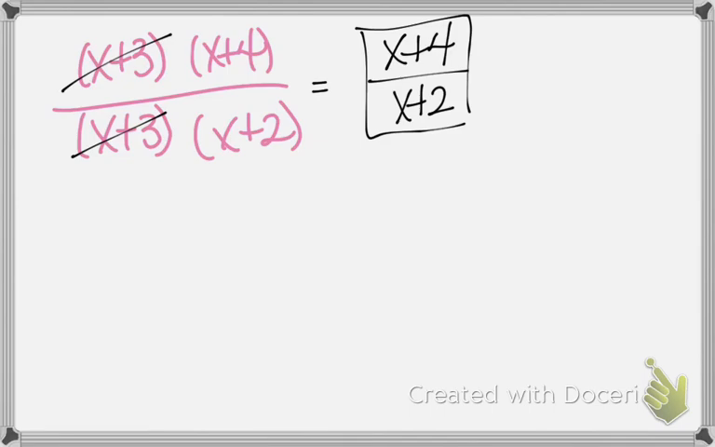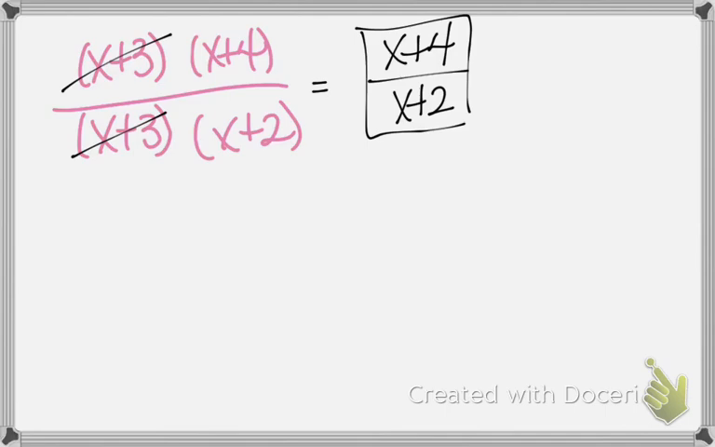I know that there are 2 x's here that I could cancel out, but they're not multiplying. They're actually held together with addition in both cases. Even if it was addition and subtraction, it doesn't really matter. We have to make sure that we're canceling out factors and not just terms that are being added or subtracted.